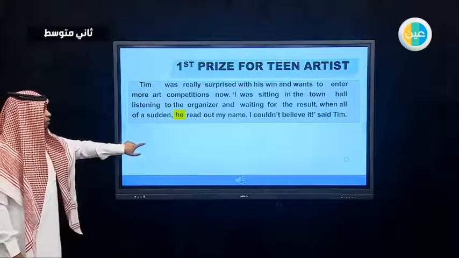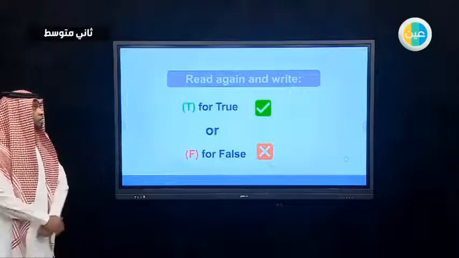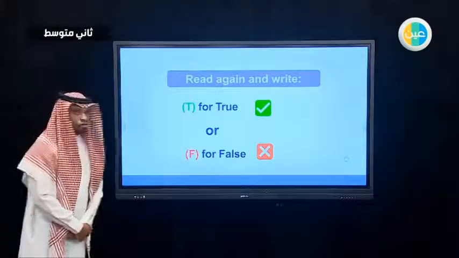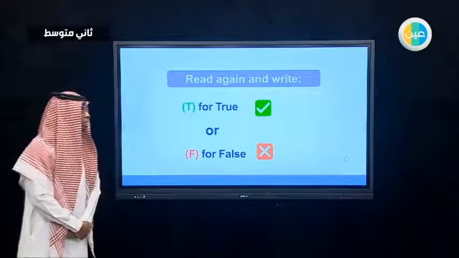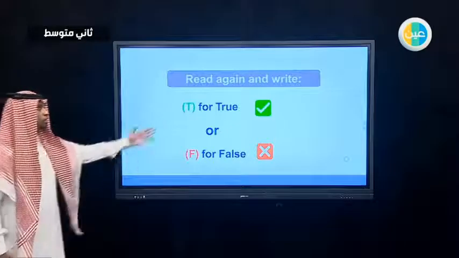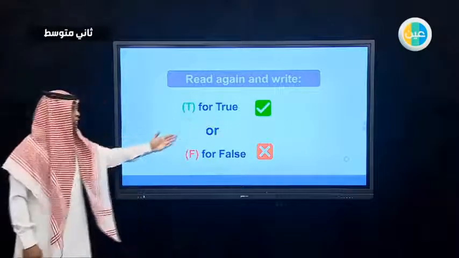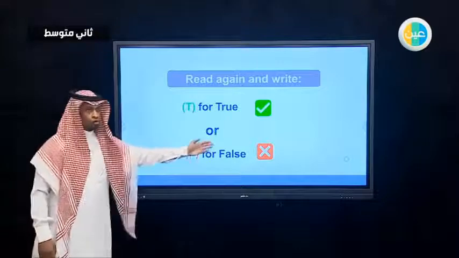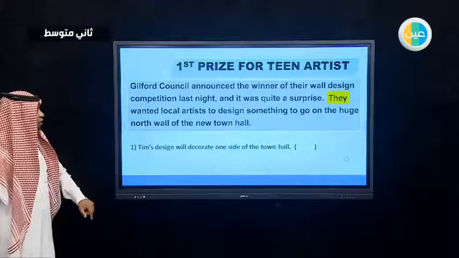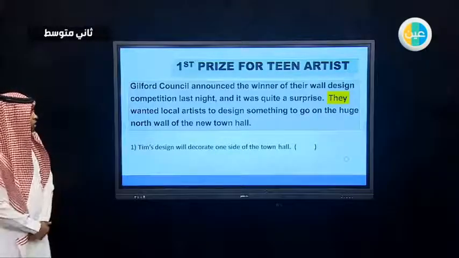Okay. Now let's move to the text. We are going to read again and write T for true or F for false. Now let's do the text again. Try to answer the question.